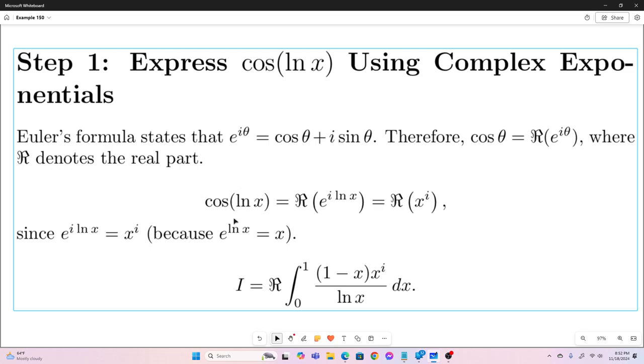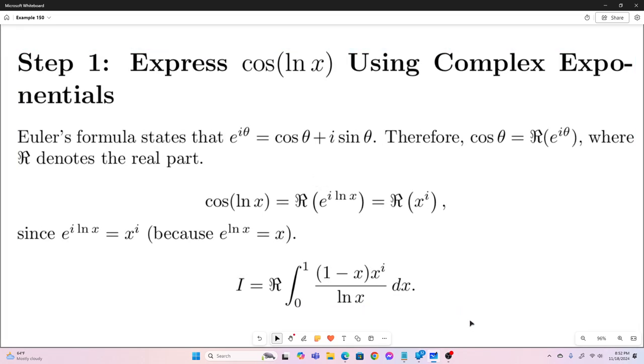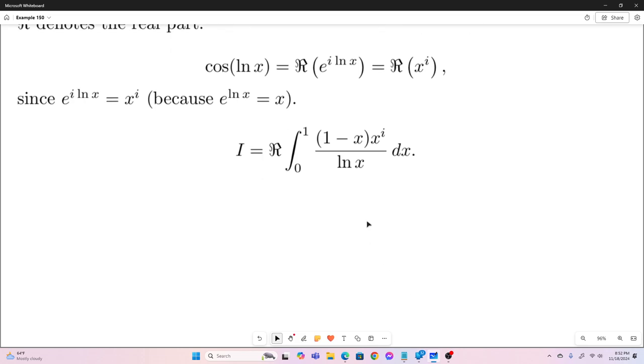Therefore, we can write cosine natural log x as the real part of e to the i natural log x. And then using the properties of logarithms, we can just express that as the real part of x to the i, since e to the i natural log x is x to the i. So now we have our integral expressed like this. I is equal to the real part of the integral from 0 to 1 of 1 minus x times x to the i over natural log x.